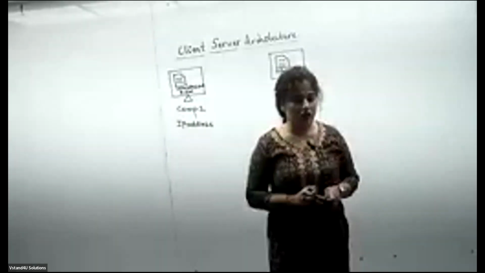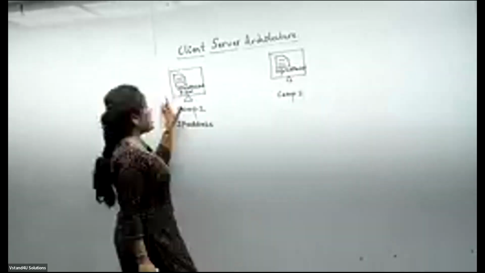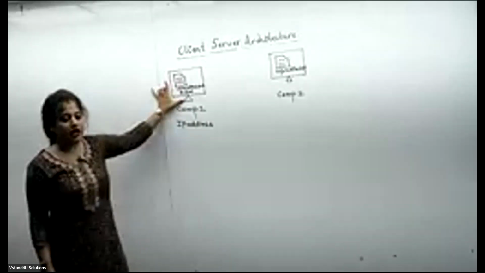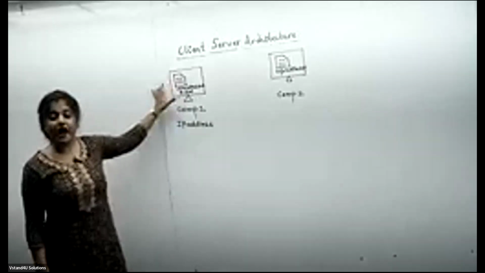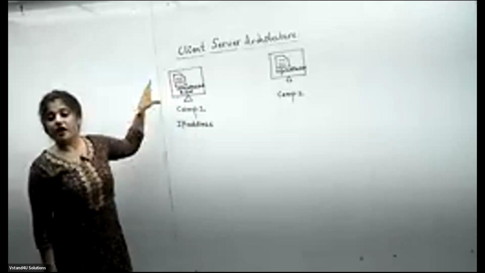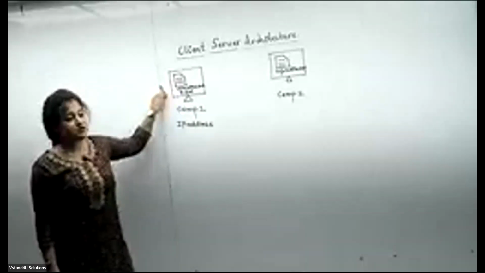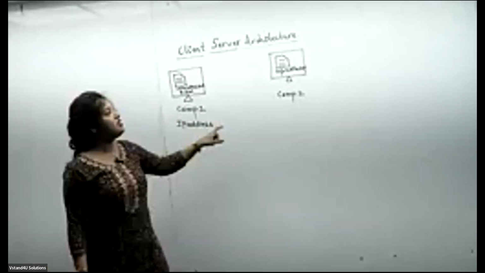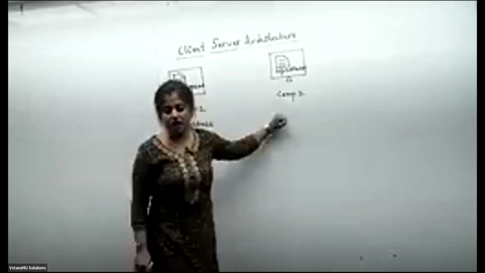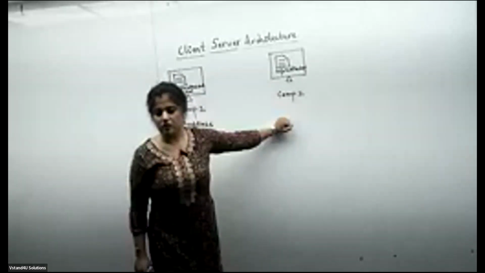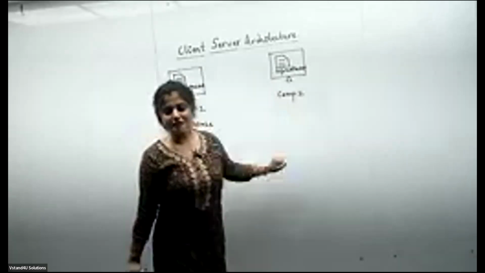True? Now, I am saying that I have one file in my computer 1. I have to execute the file which is present in my computer number 1 by using the information which is present in my computer number 2. You understood something? What did you understand?